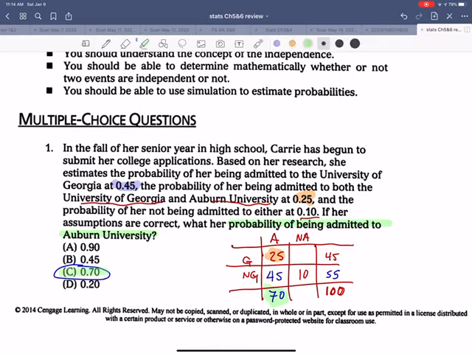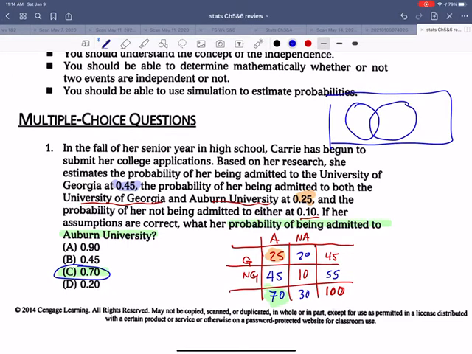Now, let's say that technique doesn't really jive with you. That seems a little awkward. You're not sure about that. What would be another method? Some scholars, mathematicians, students like the Venn diagram. So again, they're thinking admitted to University of Georgia is 0.45 and Auburn is 0.25, or the number, not as a decimal. You could show those as a number. Admitted to neither is 0.10, right?